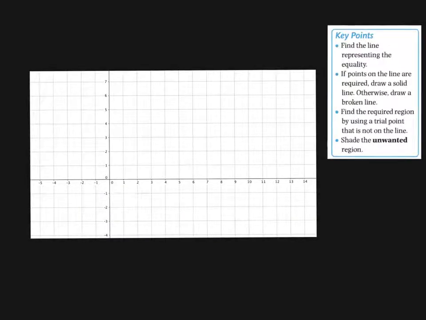Sometimes we are asked to shade the inequation, and let's take an example. Let's say x bigger than or equal to 5. My first step will be to draw the line given by the equation, so I'm going to change this into x equals 5, and the line x equals 5 is this one. I'm going to draw it as a solid line because my inequation is bigger than or equal to, so this equal to tells me that I need to draw a solid line.